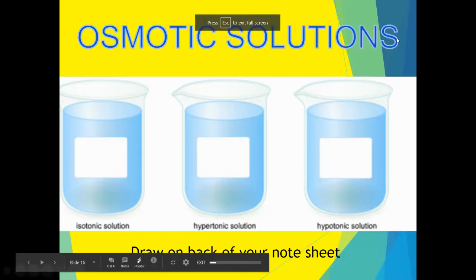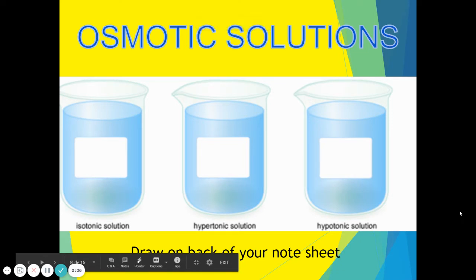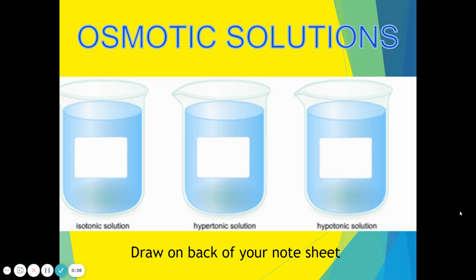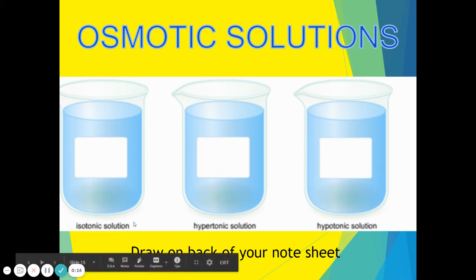Okay, now we're going to look at the three types of osmotic solutions. So we're going to draw these three beakers on the back of your note sheet. So we just need three beakers. We need to label one of them isotonic solution, hypertonic solution, and hypotonic solution.